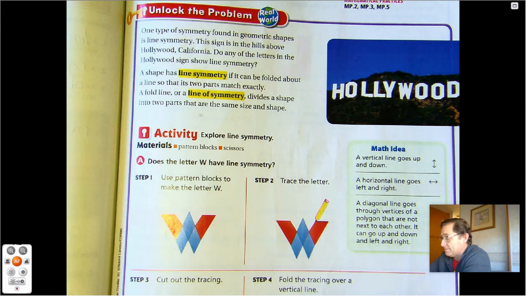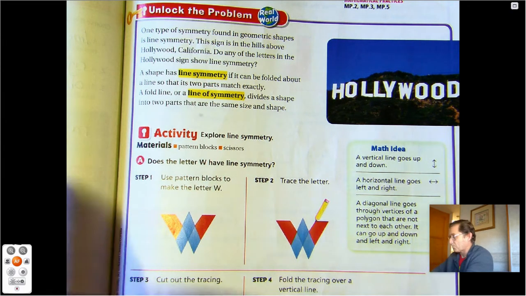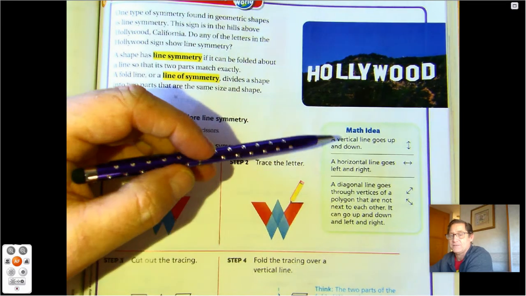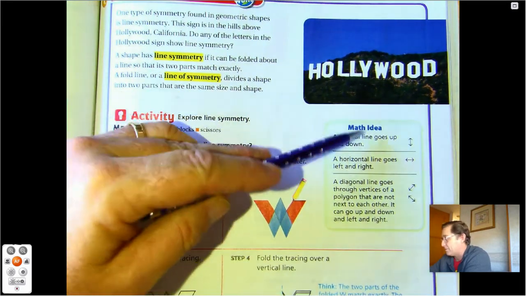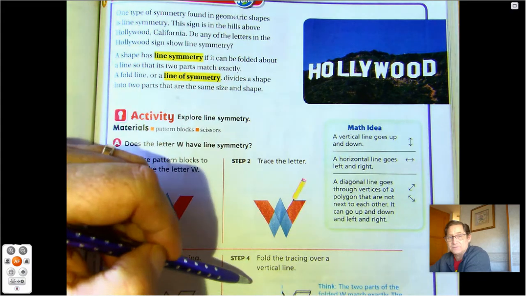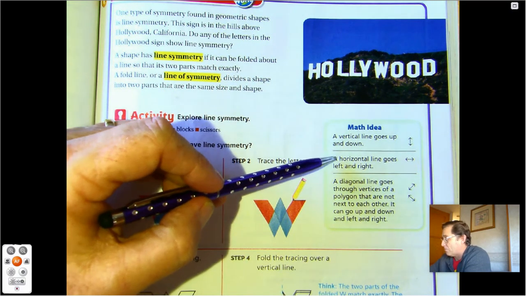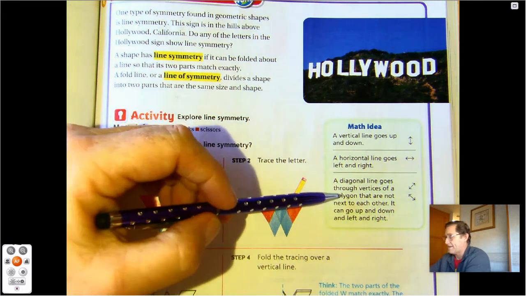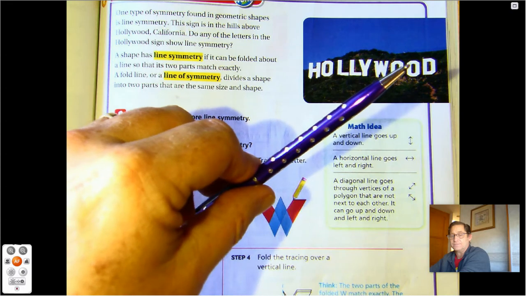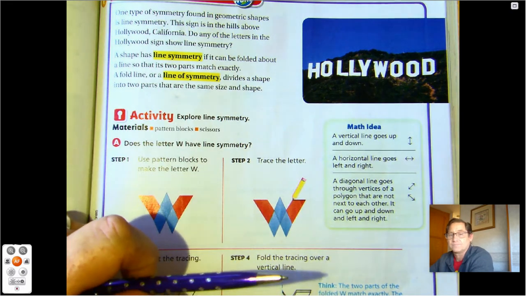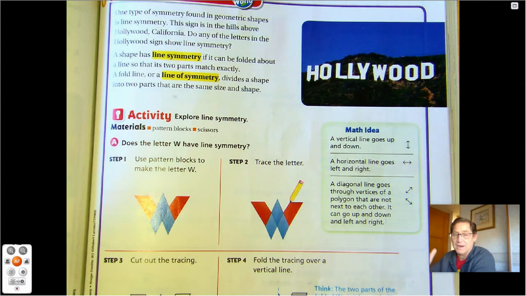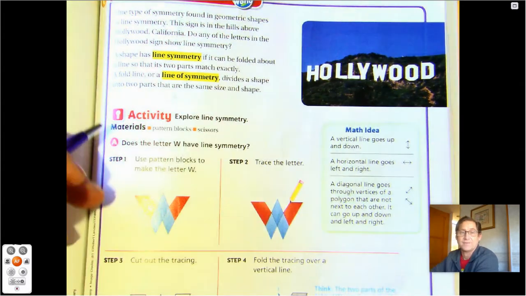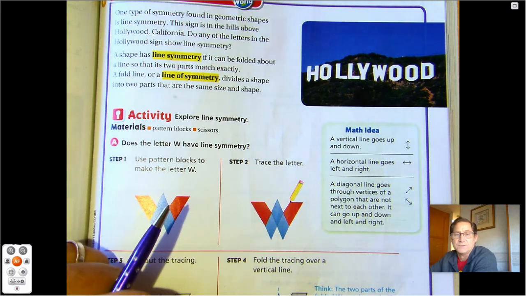A fold line, or a line of symmetry, divides a shape into two parts that are the same size and shape. And so we can have three different types of line symmetry. We can have a vertical line, so that would go up and down to divide the shape. We could have a horizontal line that would go left or right, so we would divide it into top and bottom. Or we can have a diagonal line that can go either direction diagonally. Okay, so we're looking for three different ways of symmetry.